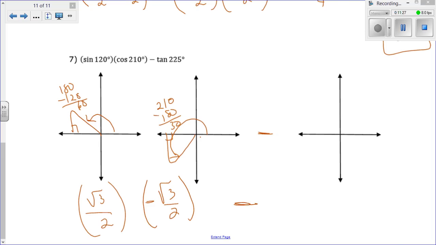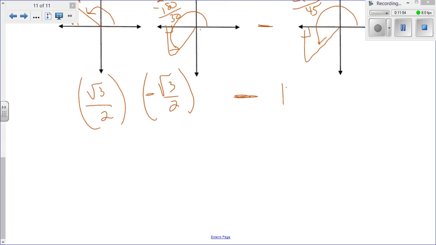Minus the tangent of 225. Well, 225 again puts me in quadrant 3, so I'm going to do theta minus 180, which is 45. And tangent is positive in quadrant 3, and the tangent of 45 is 1. So let's do the math here. Radical 3 times negative radical 3 is negative 3. And then 2 times 2 is 4. Minus 4 over 4. So I get negative 7 over 4 for my final answer.